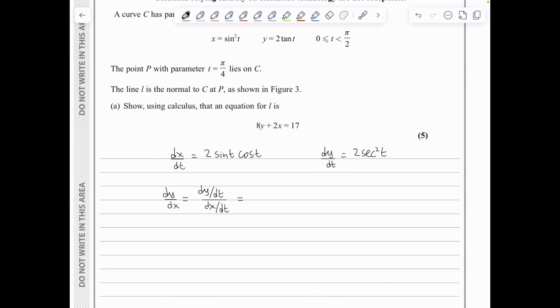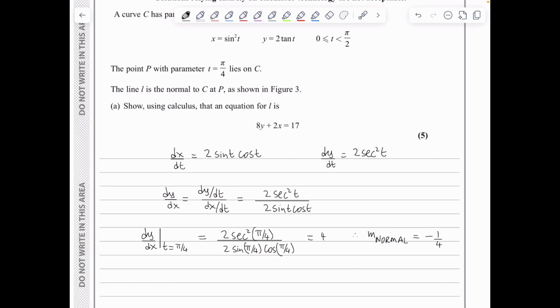So we're looking at 2 sec squared t over 2 sine t cos t. I will then substitute t is pi over 4 into the expression for dy dx. This will give me the gradient of the normal. So when t is pi over 4, we are looking at 2 sec squared pi over 4 over 2 times sine of pi over 4 times cos of pi over 4. If we plug this on the calculator, we get an answer of 4, and therefore we conclude that the gradient of the normal, I will just flip and change the sign, so it's going to be minus 1 over 4.